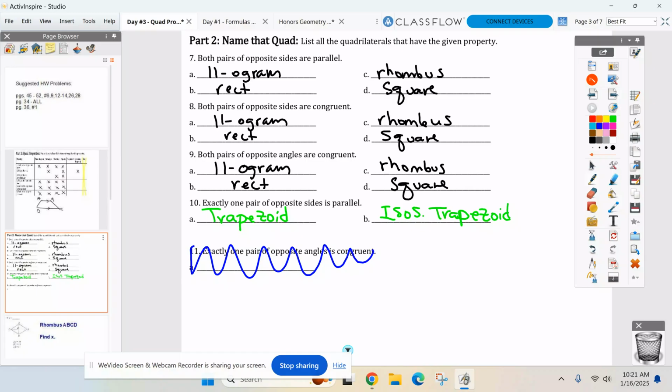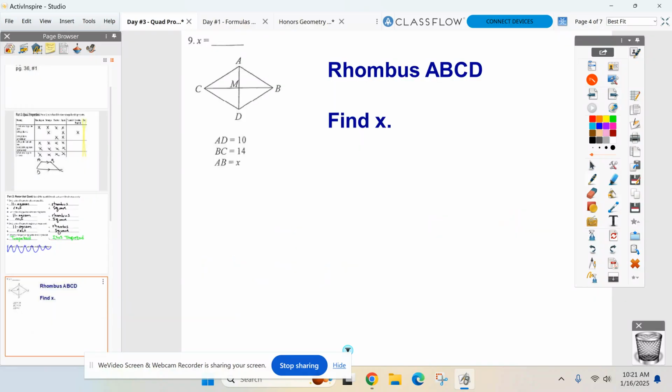All right, let's buckle up. First one, rhombus ABCD, find x. I've given you AD and BC, and I'm looking for AB.